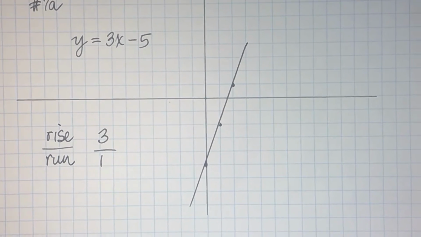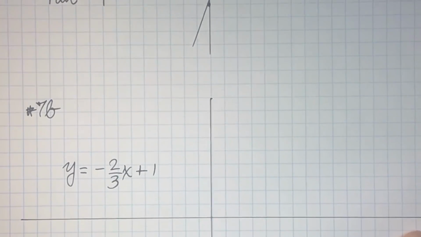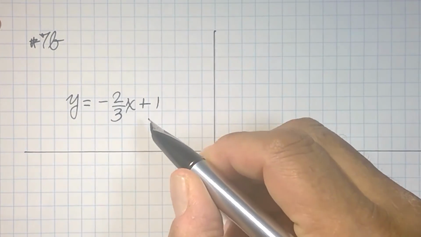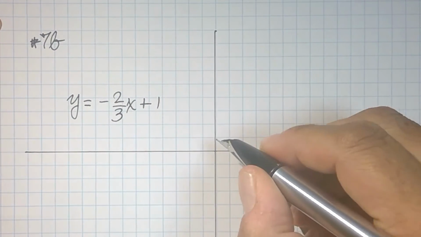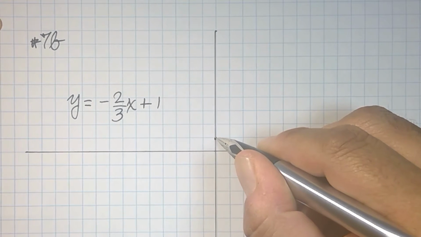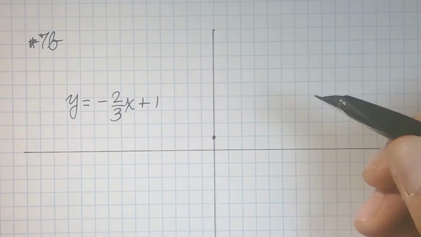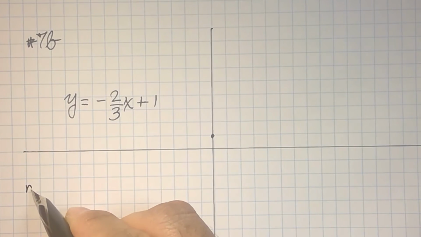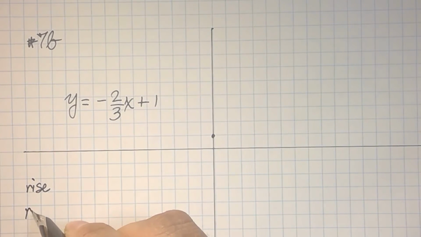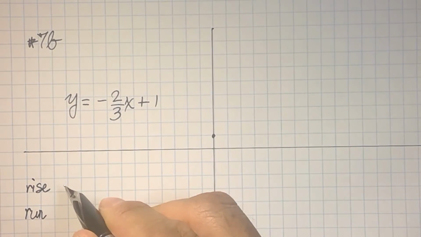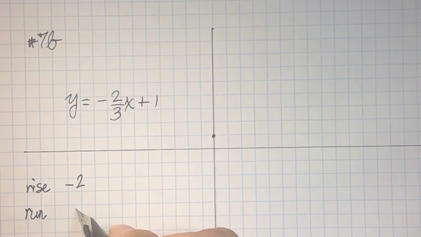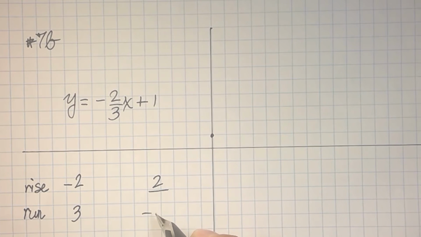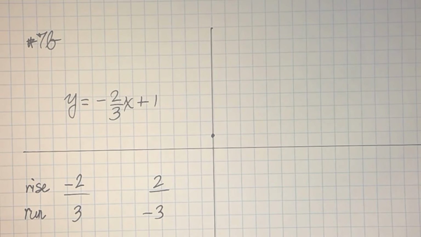All right, part B, 7b. So by now you should be used to the fact that this y-intercept just gets plotted directly. Nothing to do. Your rise over run is negative 2 over 3. So here's your rise, here's your run. You could do negative 2 over positive 3. You could do positive 2 over negative 3. Both are going to give you the same thing.